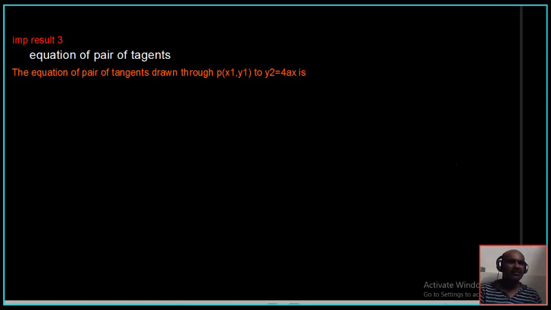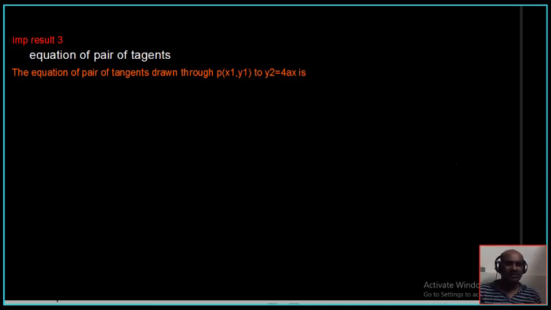So the first one is, actually here I wrote important result 3, because in part 12, important results 1 and 2 were completed. This is important result 3, equation of pair of tangents. Concept of equation of pair of tangents.